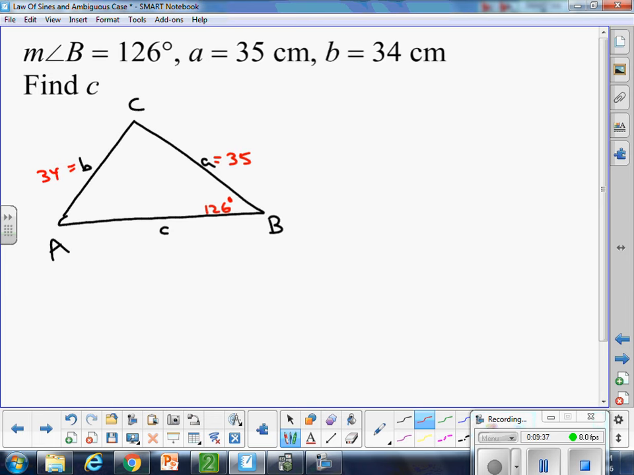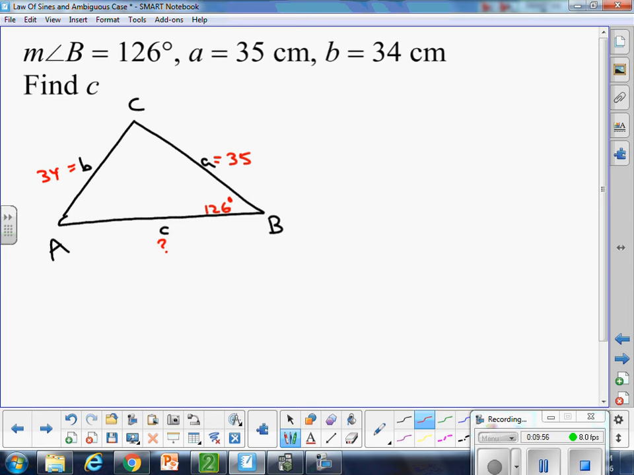And then side C is the one we want to find. Okay, so you might be looking at this thinking, I know two of the three sides. We know Pythagorean theorem. Remember, Pythagorean's only true for right triangles only. This is not necessarily a right triangle. In fact, we know it's not. There's a 126 degree angle.